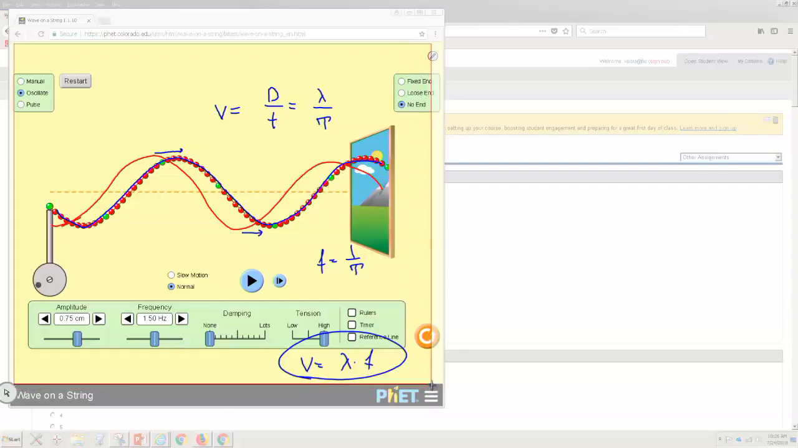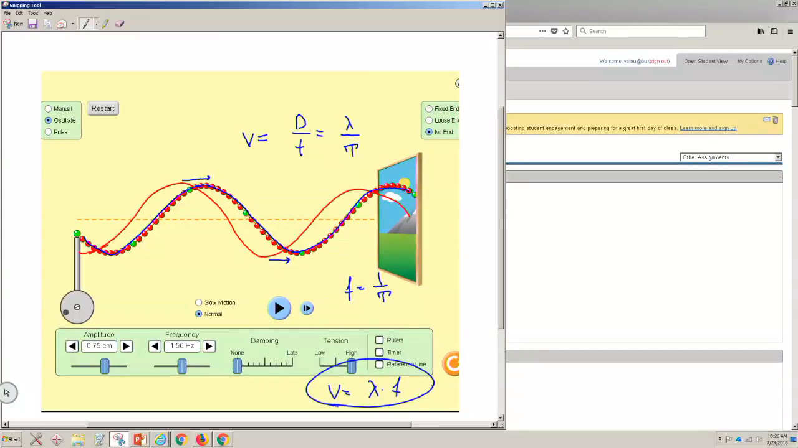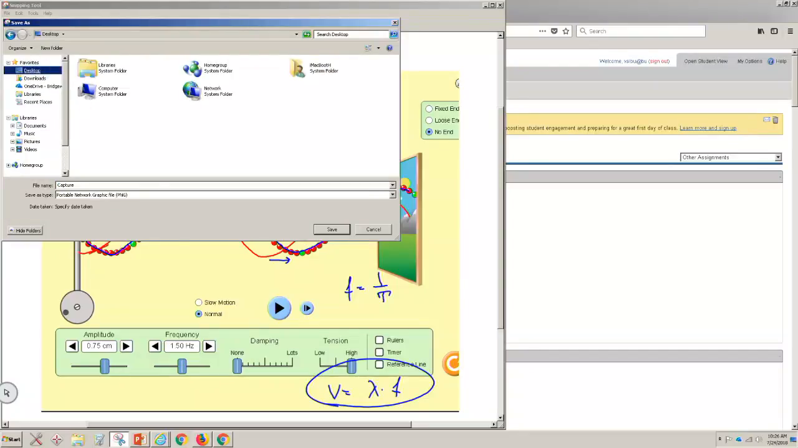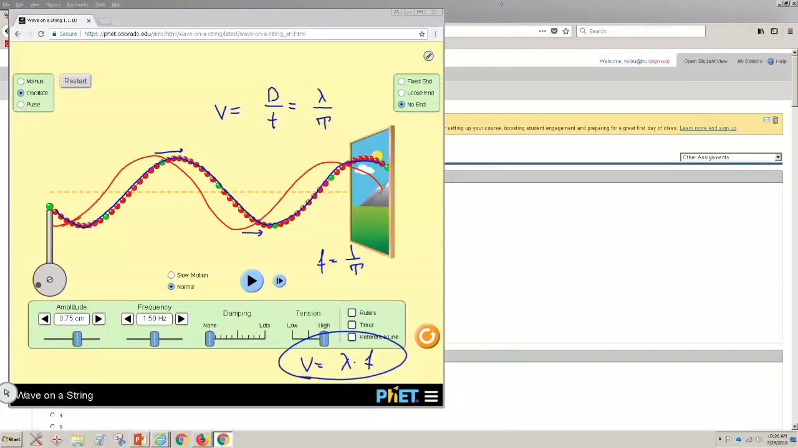I want to save it for the history. So these are the equations.